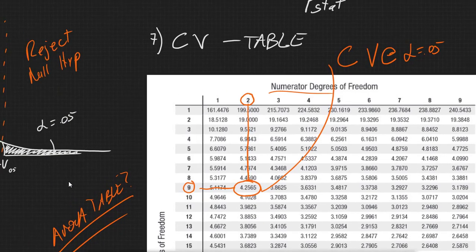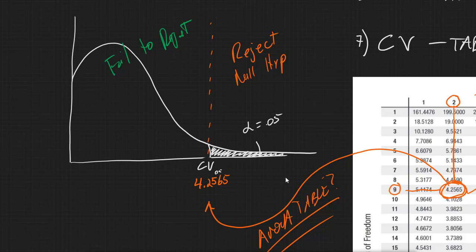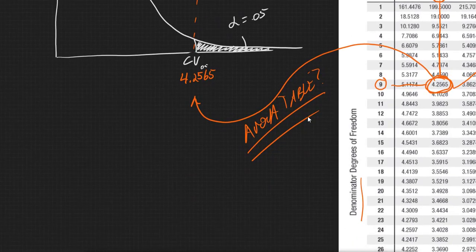So if I go to my graph again, what is this critical value? Well, here's 4.25. It is my actual critical value. This guy goes here. The critical value is 4.2565. 4.25 is fine for me, but you do whatever the book tells you to do. All right, so that is number 7. Let's move on to number 8.